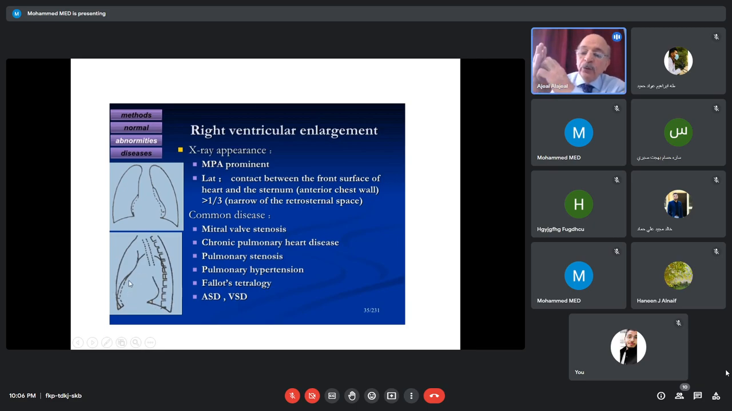So if you see that two-thirds of the sternum is overlapped by the heart, this means that there is right ventricular enlargement. Next slide, please.